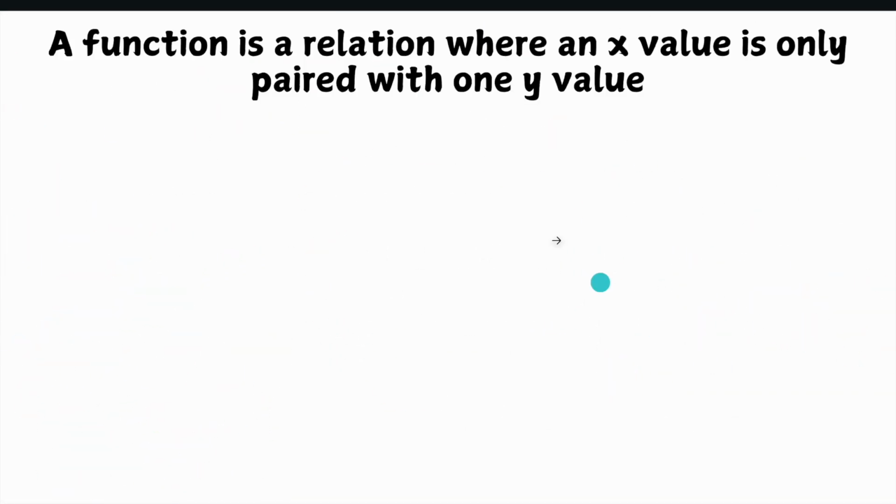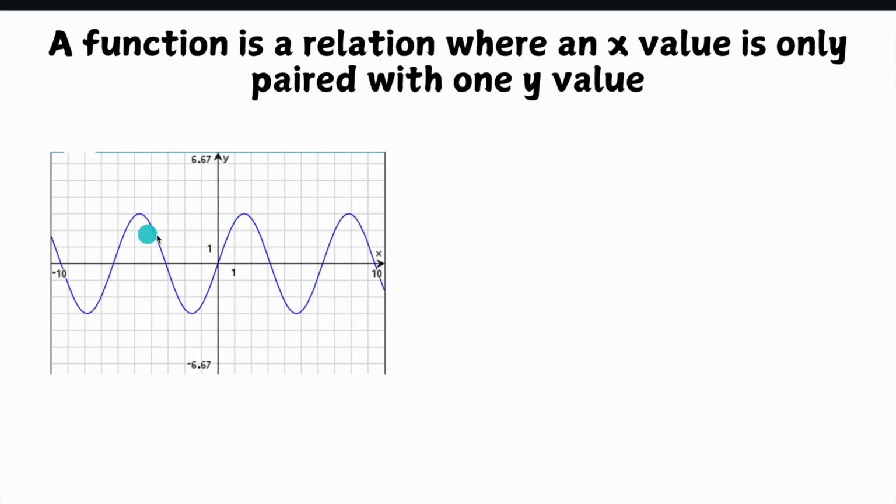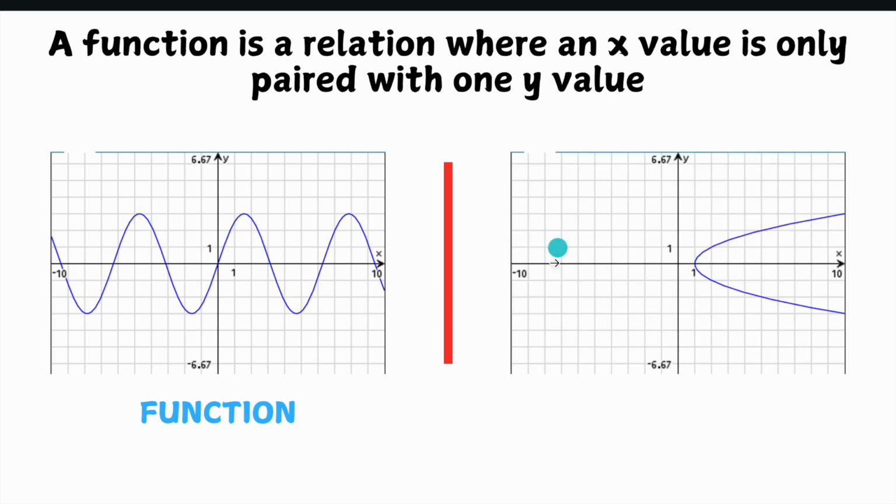A function is a relation where an x value is only paired with one y value. So, in the case of a graph, the way that I check for a function is using what is called a vertical line test, meaning I'm going to move a vertical line like this one all along my graph, and I'm only allowed to touch my line once. So here I move along my line and I only touch my graph once every single time, so this is a function. Let's see this other graph.